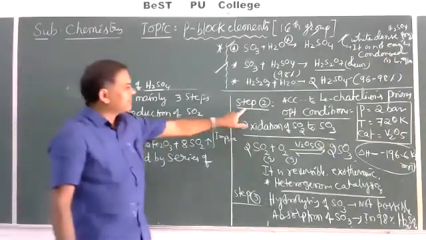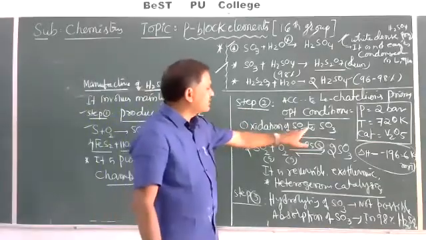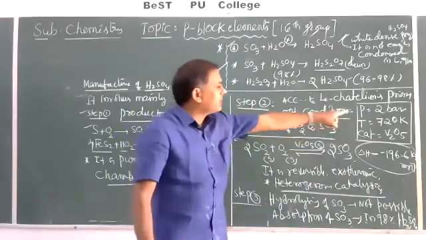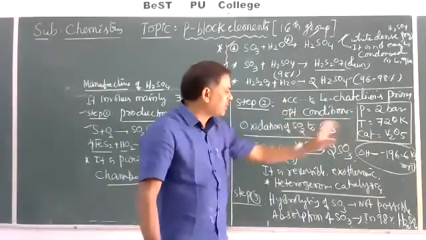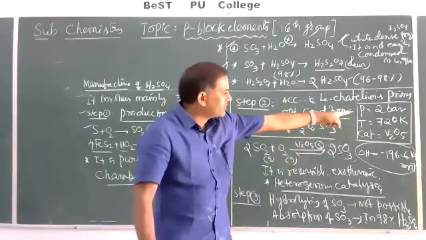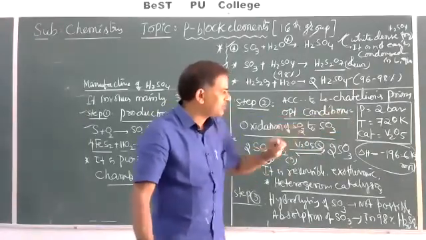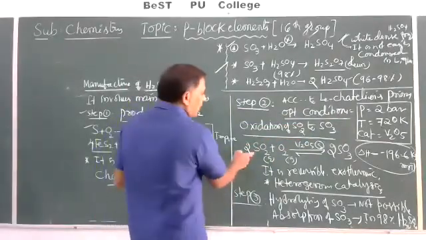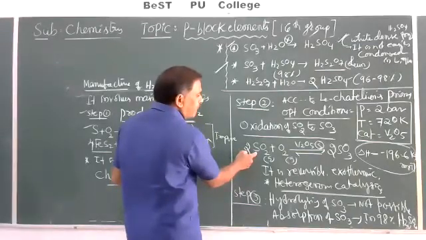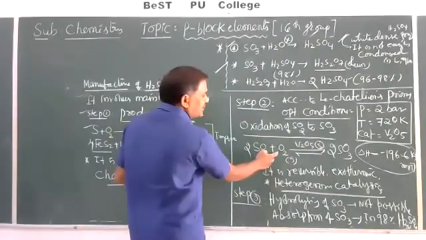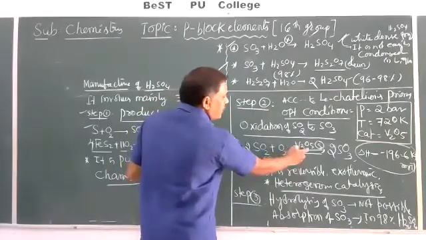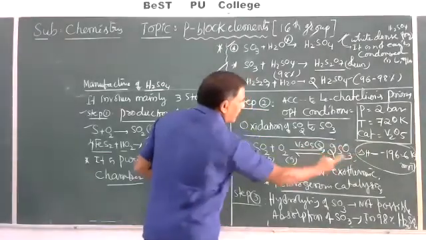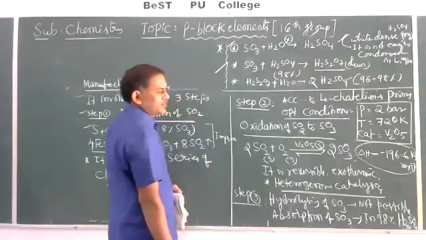In the second step, oxidation of sulfur dioxide to sulfur trioxide, the optimum conditions required according to Le Chatelier's principle: only low pressure is required because it is exothermic and decreases the number of moles. That pressure is enough, 2 bar, temperature 720, and the catalyst is vanadium pentoxide. Here sulfur dioxide reacted with excess oxygen in the presence of vanadium pentoxide gives sulfur trioxide. Heat is liberated. It is an exothermic, reversible and catalytic process.